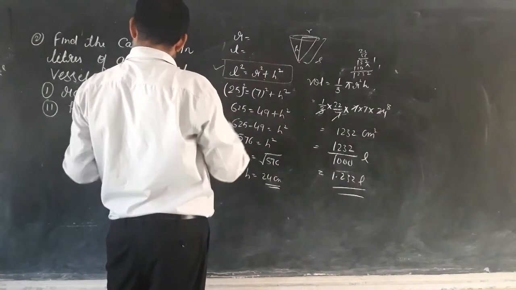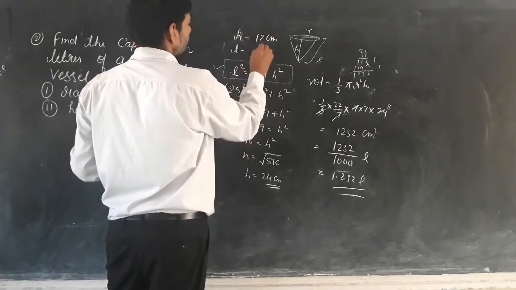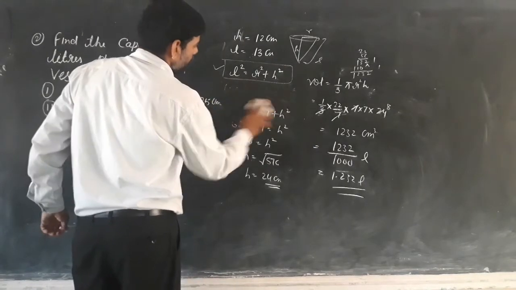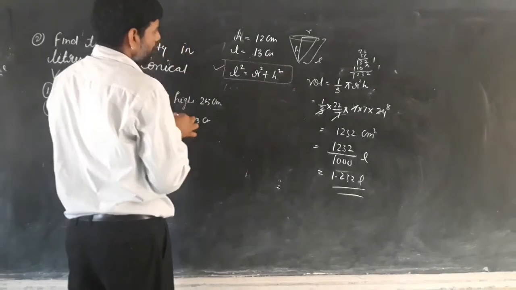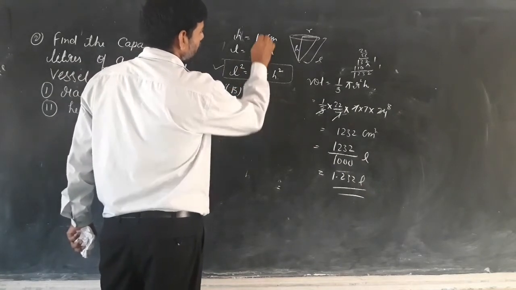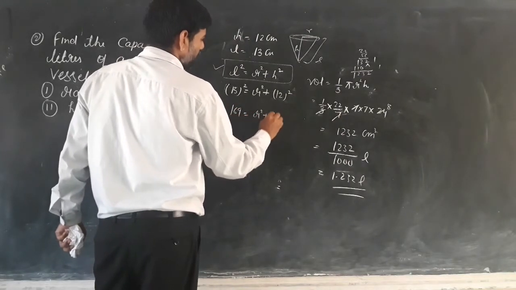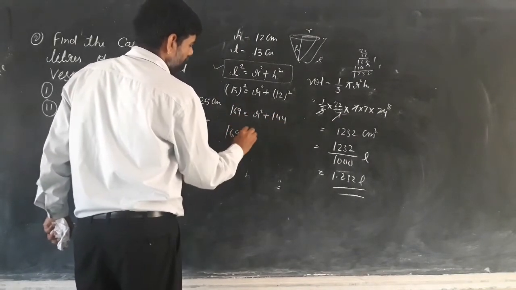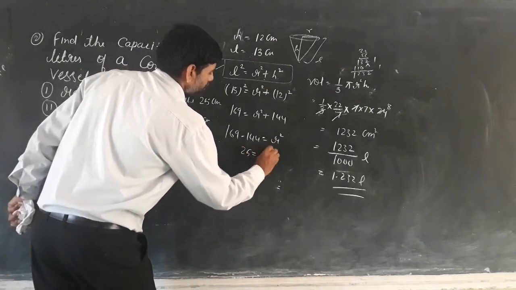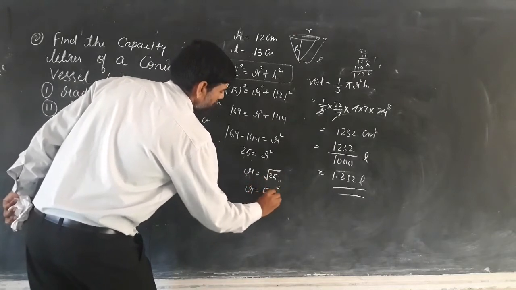Height is equal to 12 centimeter and slant height is equal to 13 centimeter. Find the radius. Have a look. So slant height 13 square is equal to radius square plus height 12 square. So 169 is equal to radius square plus 144. 169 minus 144 is equal to radius square. 25 is equal to radius square. So radius is equal to root 25. The radius is equal to 5 centimeter.